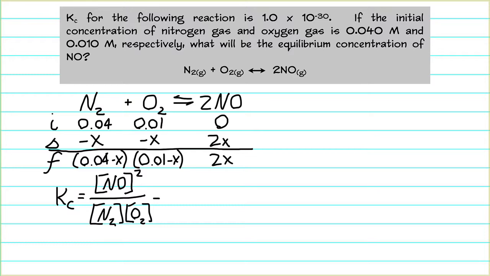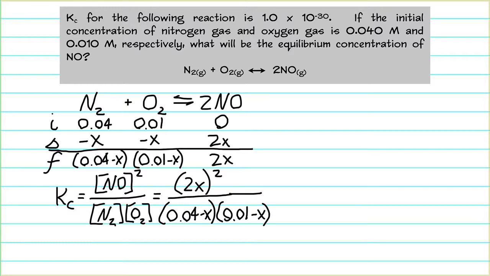And now what we can do is we can substitute in our values. It's going to be (2x)² all over (0.04 − x) times (0.01 − x), and all that is going to be equal to the equilibrium constant, which for this reaction is 1.0 × 10^−30.